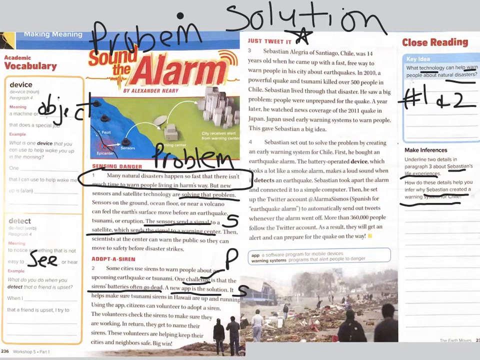A year later, he watched news coverage of the 2011 quake in Japan. Japan used early warning systems to warn people. This gave Sebastian a big idea.